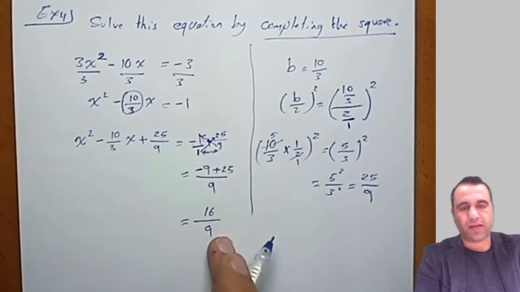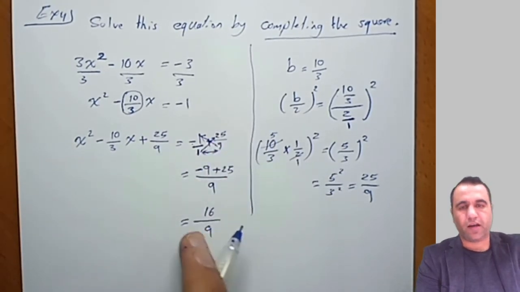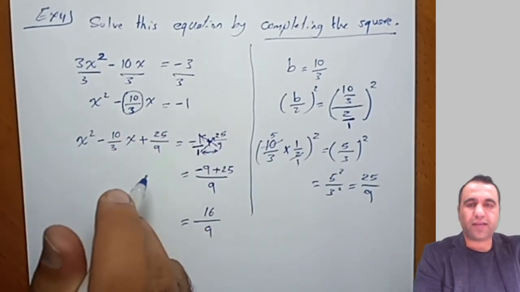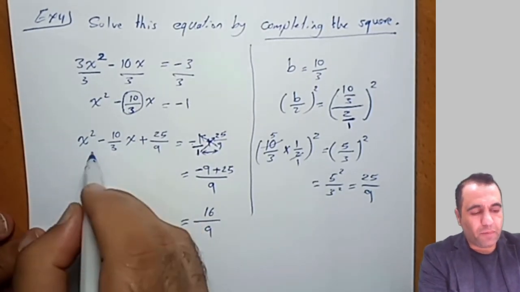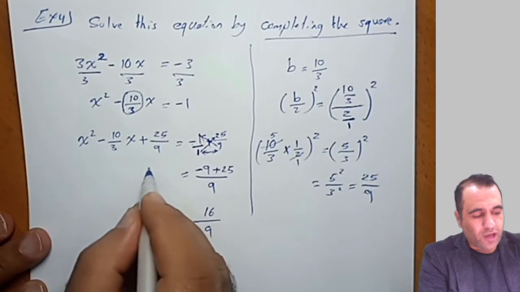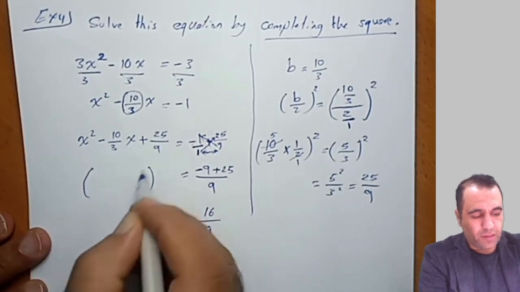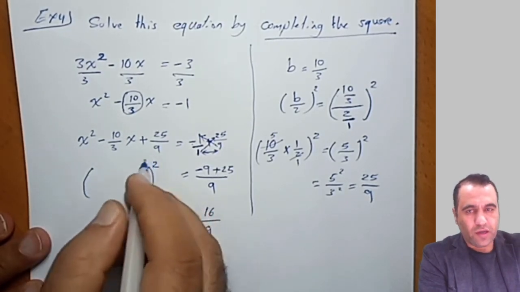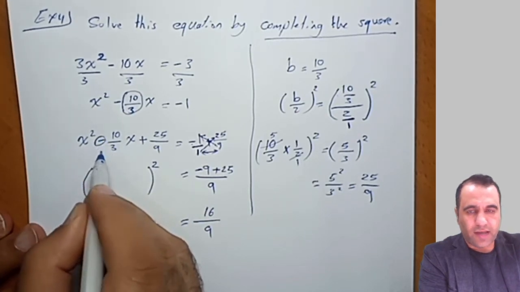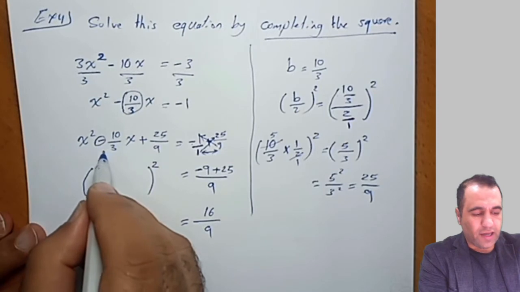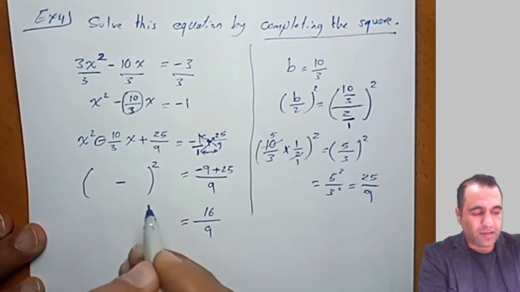And this side becomes 16 over 9. How about this side? This side is easy. I told you the rule. If we have a perfect square, we just open a bracket, but the bracket to the power of 2, and we use the middle term sign, which is going to be minus.